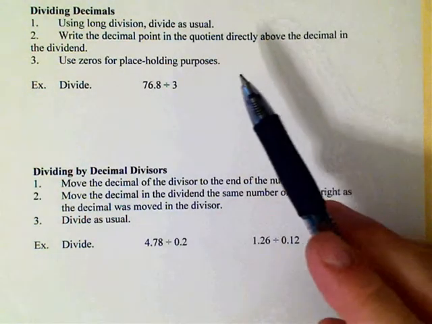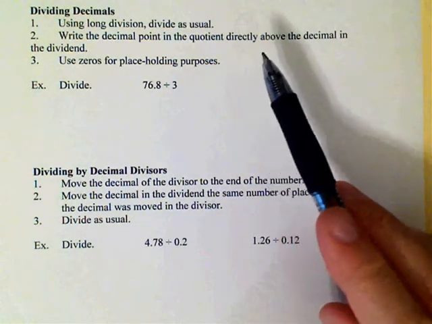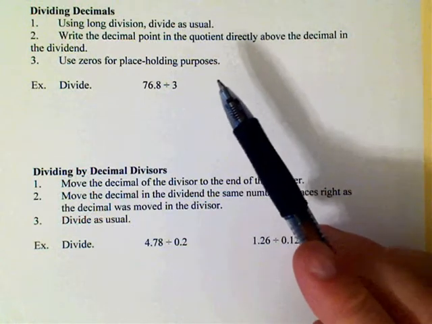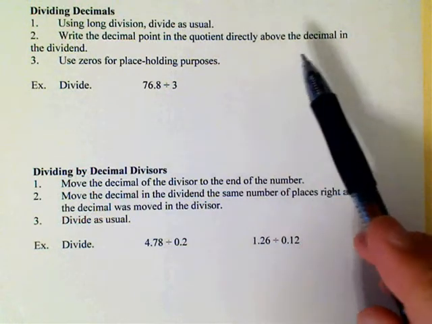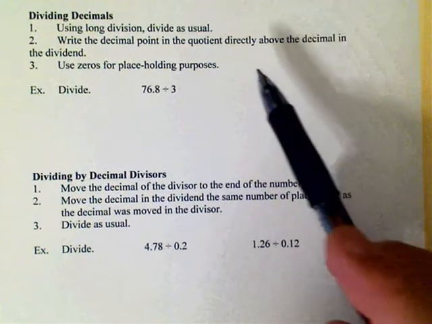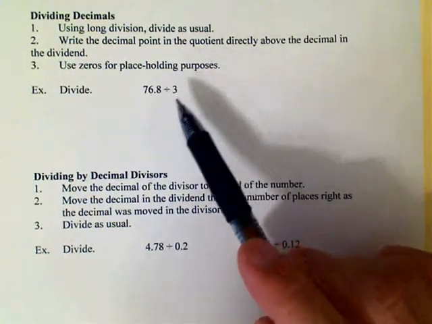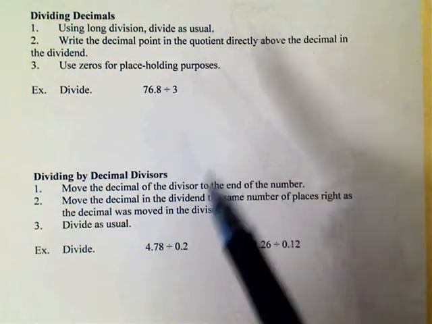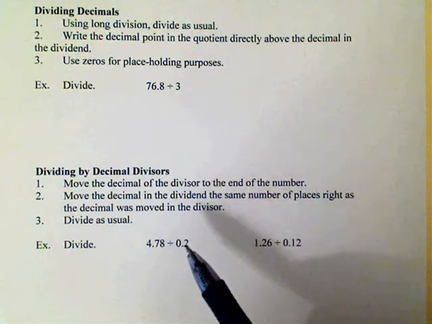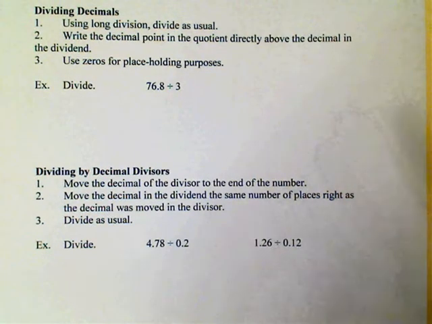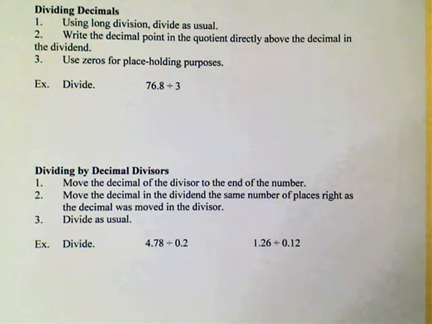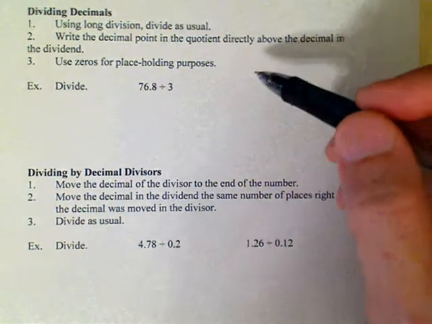And that's the process we're going to use. We're going to divide the numbers as usual, and we're going to write the decimal point directly above it. That's if we have a whole number divisor. Now if we have a decimal divisor, we got to make it a whole number by moving it to the end. So that's the process we're going to use. Let's do these examples and see what results.